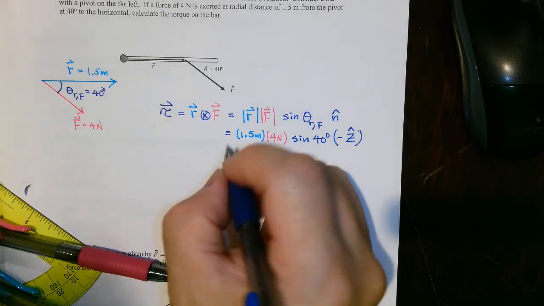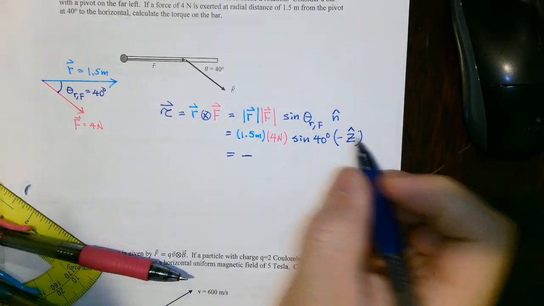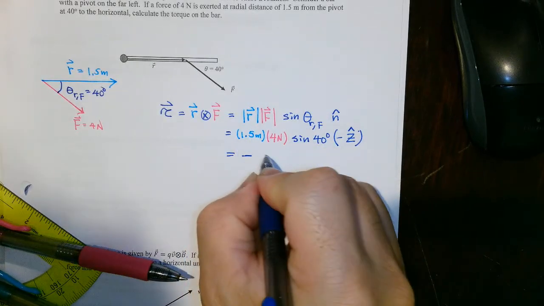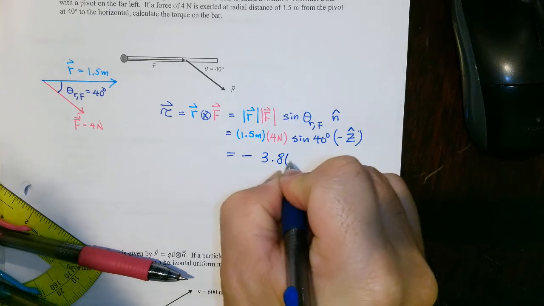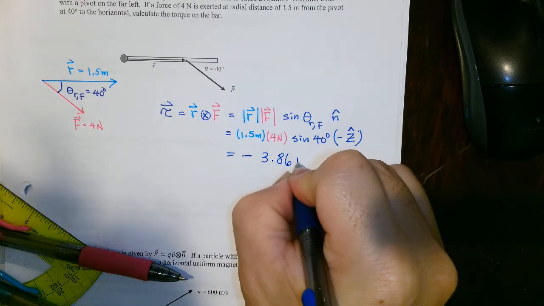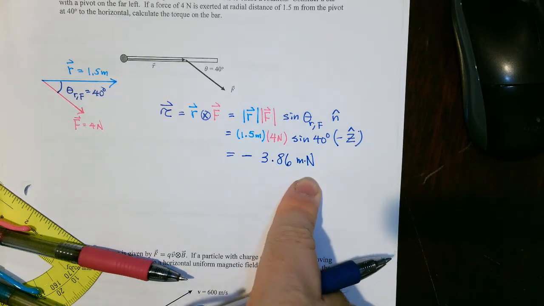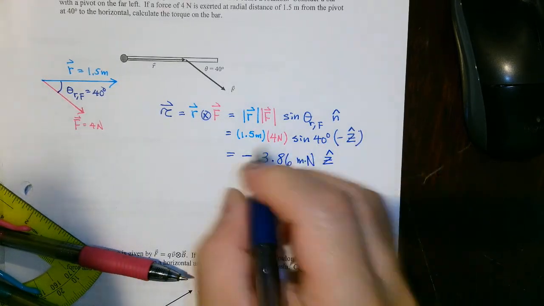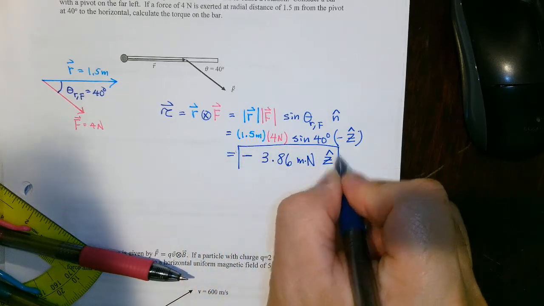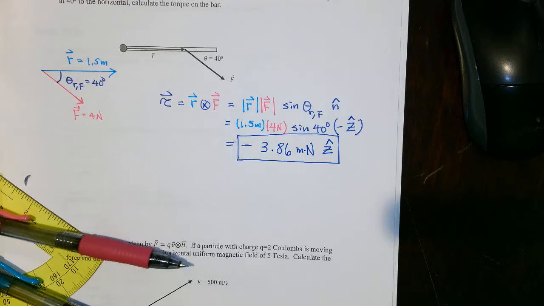So when I work this out, what I get is negative 3.86, and the unit is just meter newtons. Meters times newtons. Z hat. So that's the torque. And the torque will be going into the page.